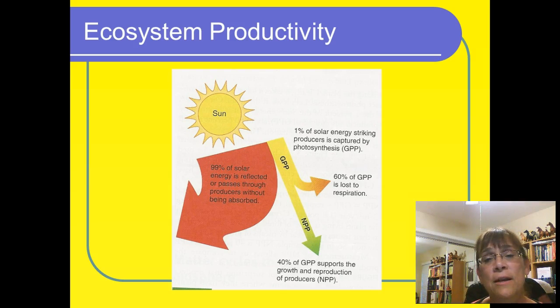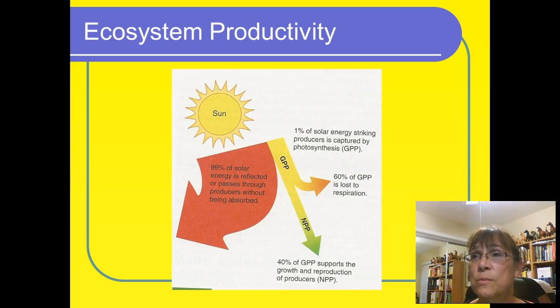Basically what you're looking at here, there's two sets of initials, GPP and NPP. GPP is gross primary productivity. Gross primary productivity is the amount of photosynthesis that takes place and the amount of biomass, then, if you will, that's stored in the plant that can be passed on.